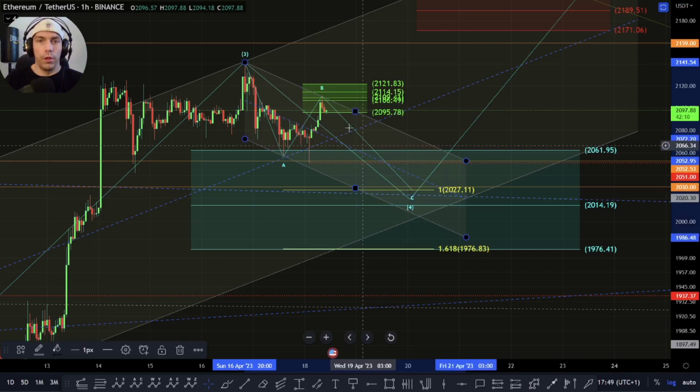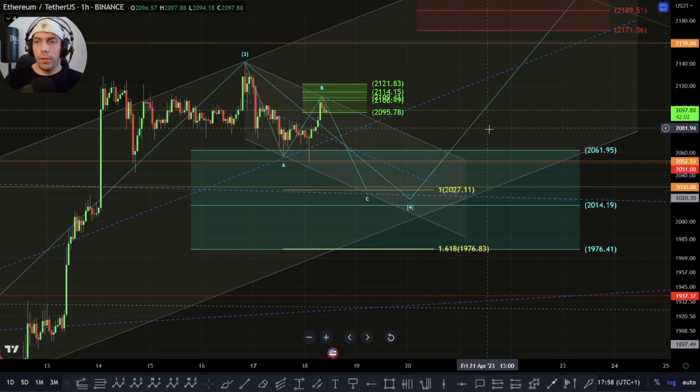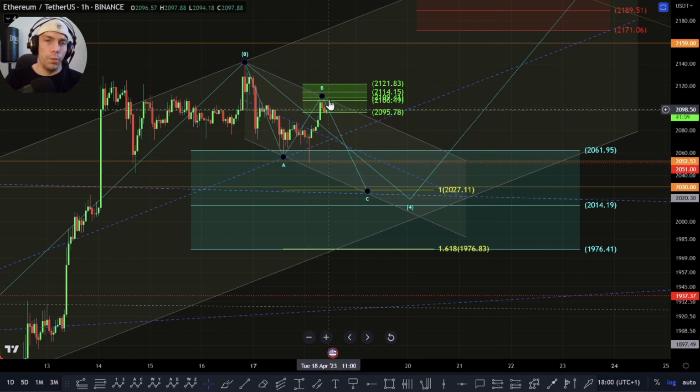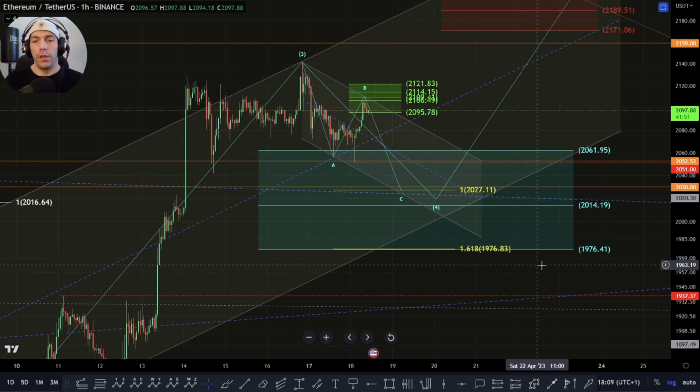something like this, where we actually look to break down one more time for this 1-to-1, looking to bring us down towards this 2027. So for as long as we maintain this low of this 2051, there's potential that we can look to progress up here. If we start to break that, my next place I'd be looking would be towards this 2027.